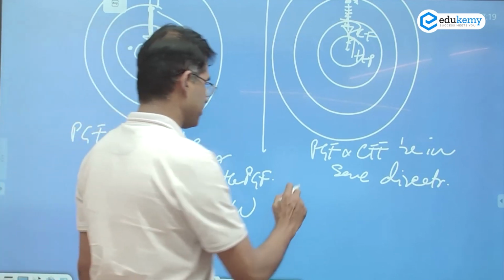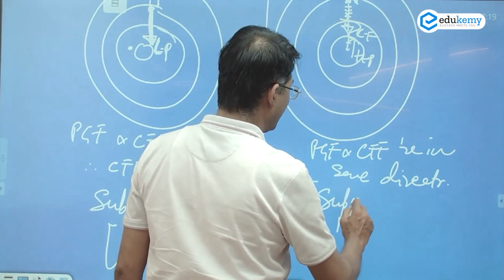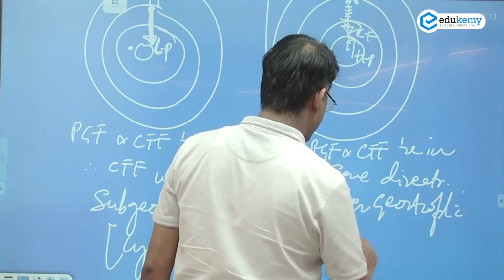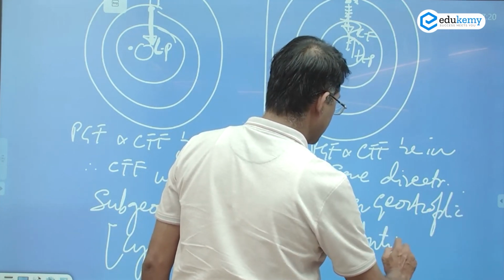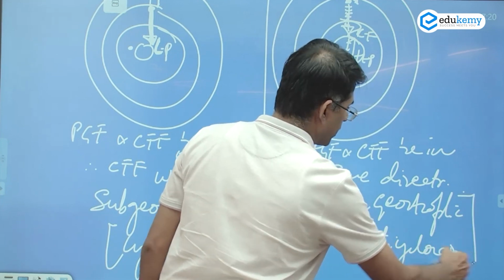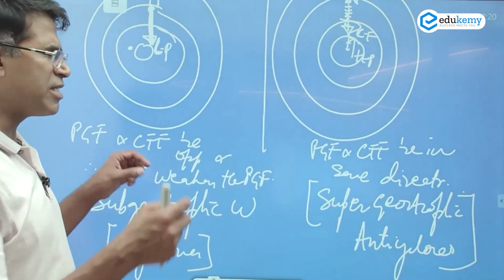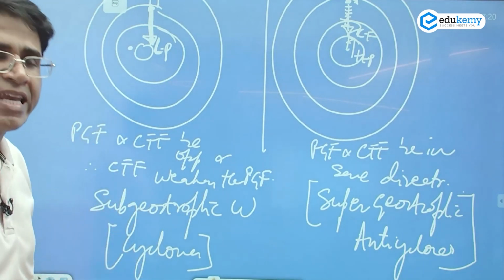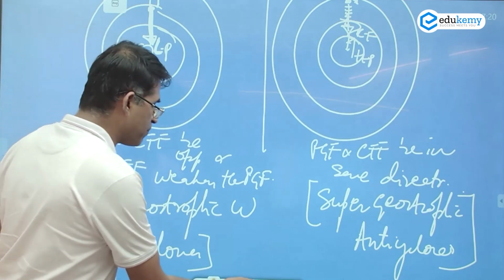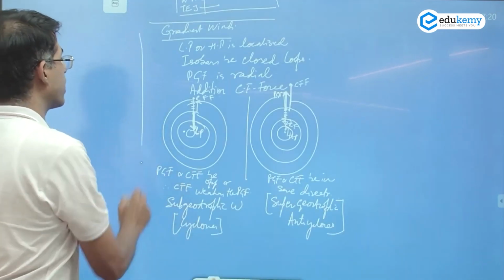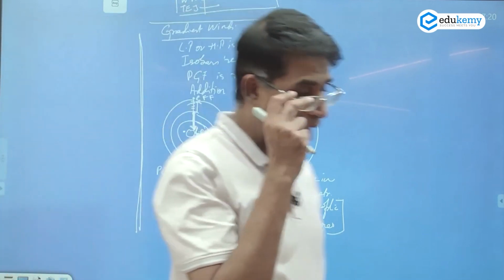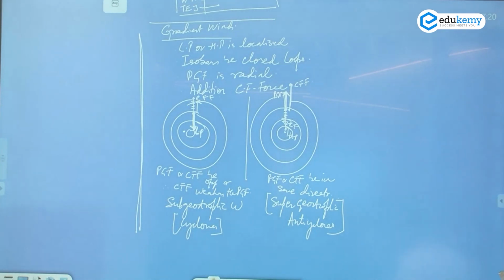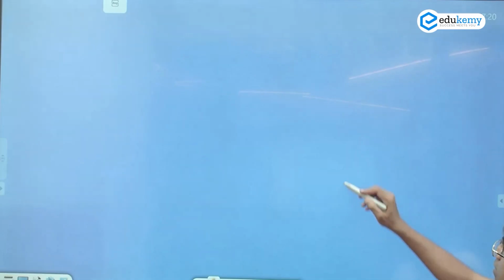And in this case, this is an example of a super geostrophic wind. This happens in anticyclones. The super or sub is in the context of whether the centrifugal force is strengthening the PGF or weakening the PGF. So this is good enough for a short note on how the gradient wind modifies the geostrophic wind.